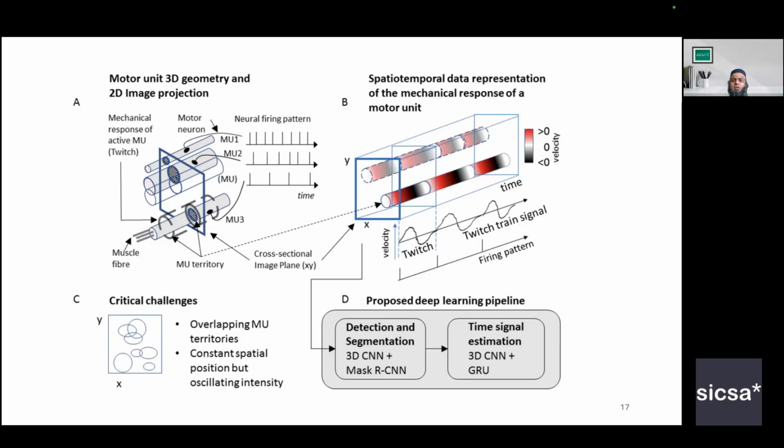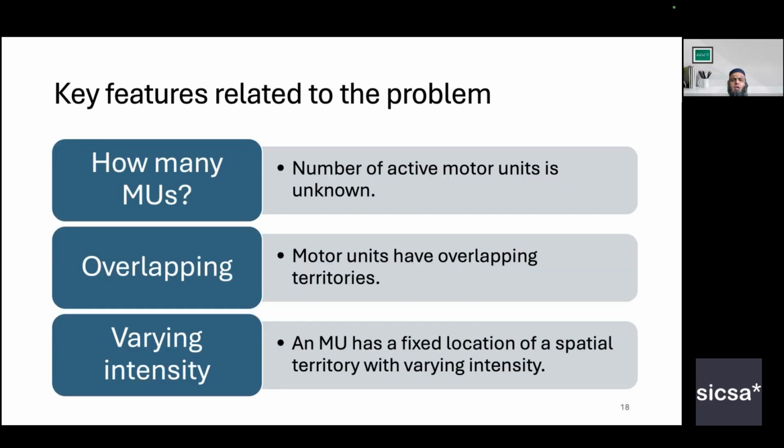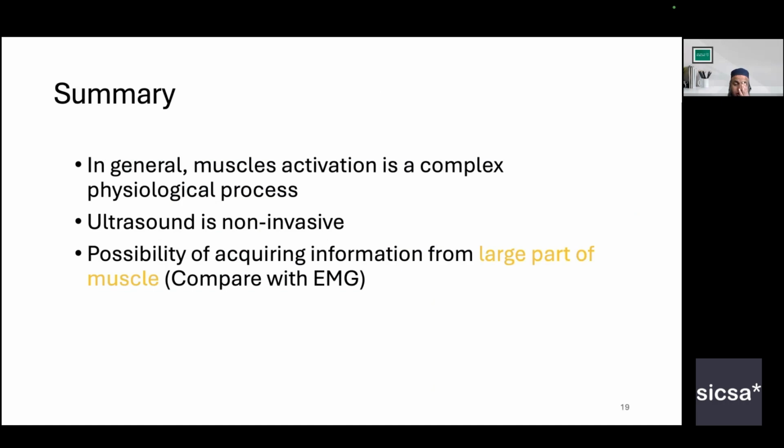And then we also use a CNN followed by an RNN to track the time domain signal as well. So as I said, the challenge here is that these motor units are overlapping and they have changes in the intensity because of the expansion and contraction phenomena. Okay, so this is something that we just discussed.